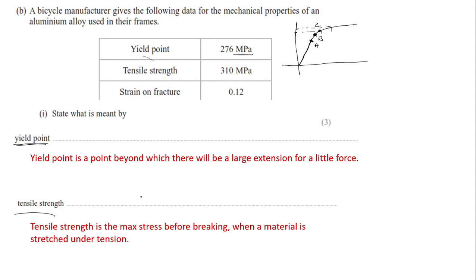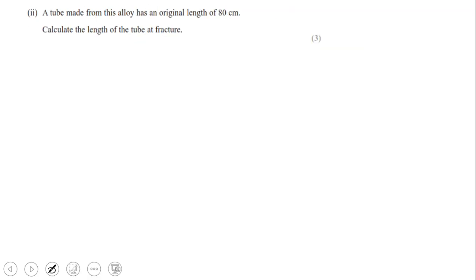And because we are using the word tensile, definitely you need to include the wire under tension, or under tensile force. A tube made from this alloy has an original length of 80 centimeter. Calculate the length of the tube at fracture.